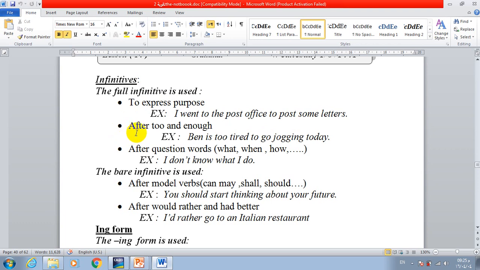Another thing, we use the infinitive after too and enough. Like you see in the example, Ben is too tired to go jogging today. Here we use too plus the adjective plus to plus the infinitive. Here we put the infinitive after to, which comes after too plus adjective.